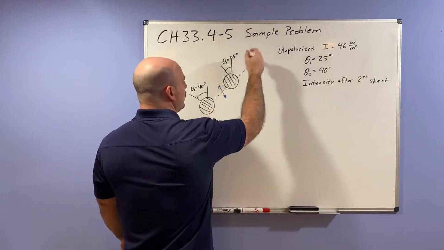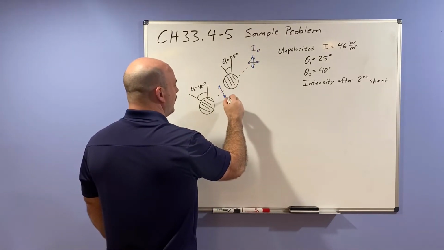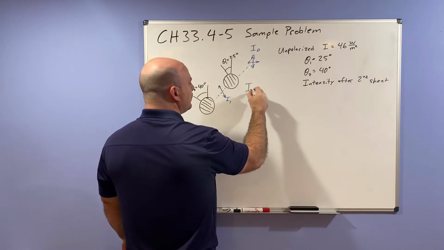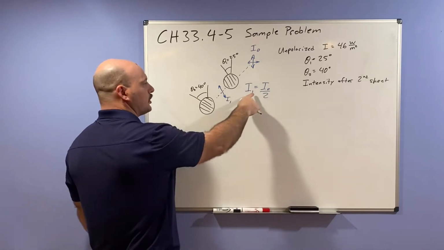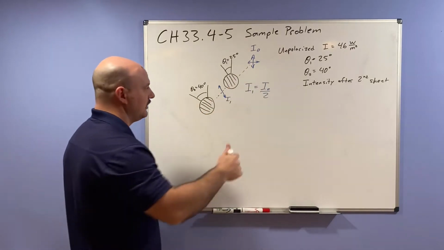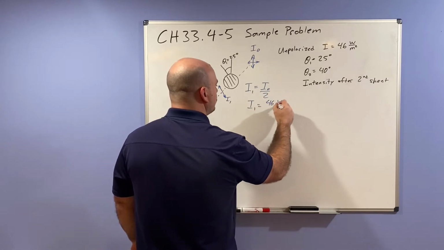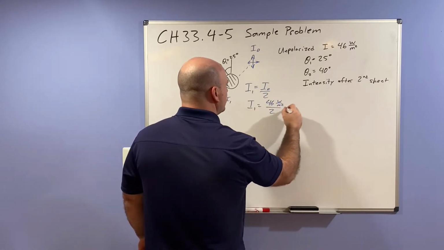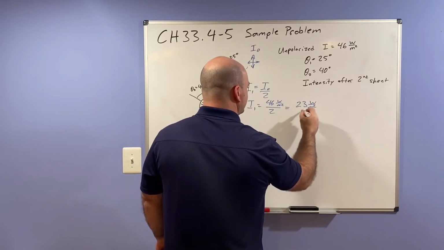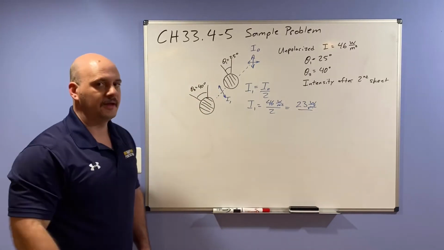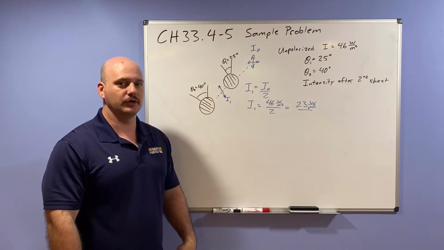So I'm going to call this I naught, and here is I1. I1 is going to be equal to I naught over 2, because we're starting with originally unpolarized light. So I1 is equal to 46 watts per meter squared over 2, which means that it is 23 watts per meter squared is the intensity of I1. Now remember, it's also oriented at 25 degrees to the vertical.